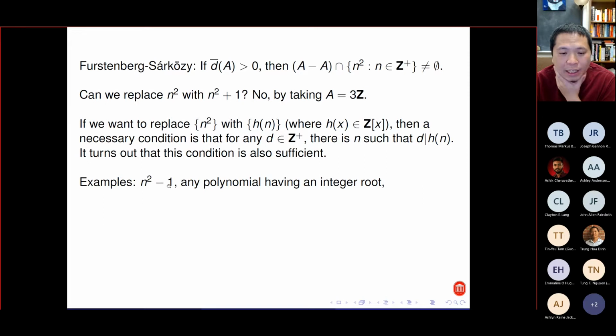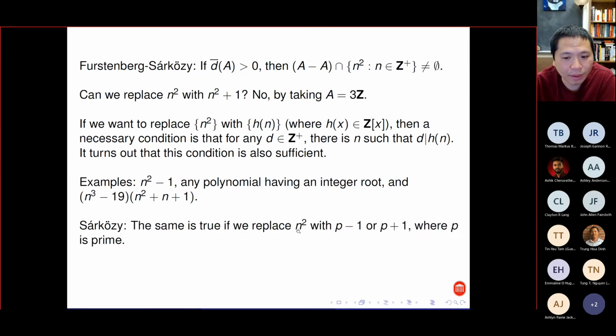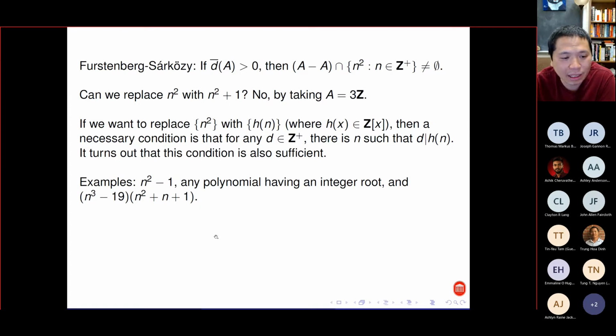But this example is a bit boring, right? You solve the problem that your h of n is divisible by d by saying that it's equal to 0. So here's a more exotic example. This polynomial doesn't have any integer root, but it has the property that it is divisible by any d. If you give me any d, then I can find an n such that this thing is divisible by d. Coming up with examples like this is actually non-trivial mathematics.